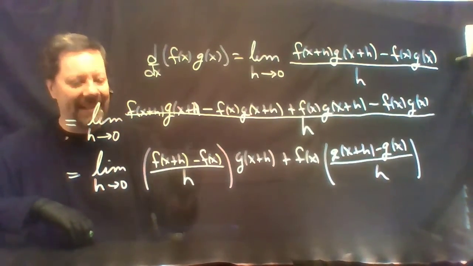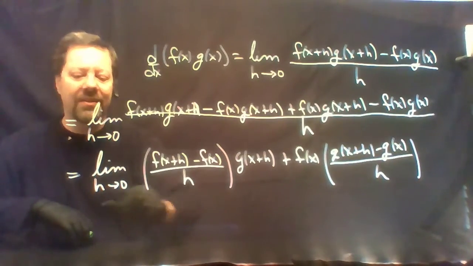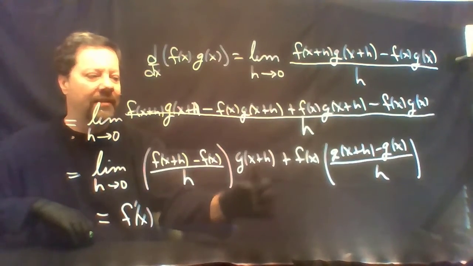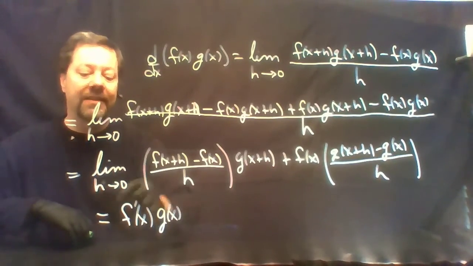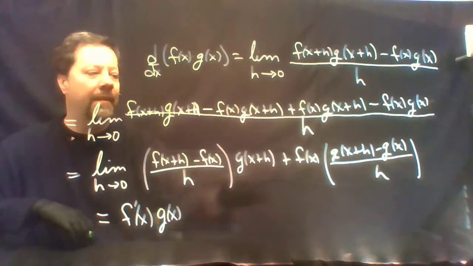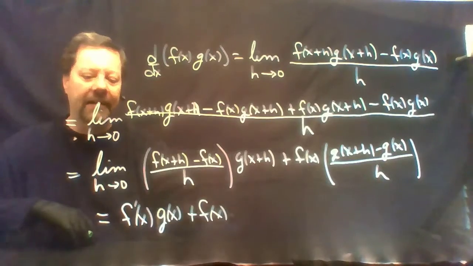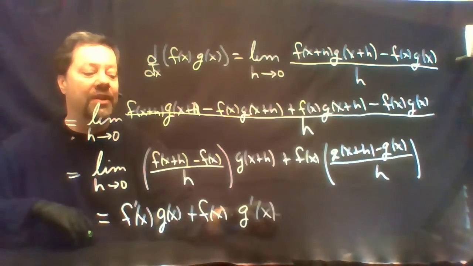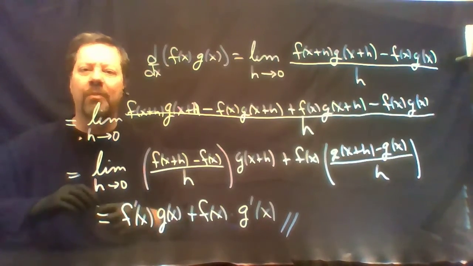Now, when we take the limit, this first factor on the first term tends to f prime of x. The second factor tends to g of x because h is being sent to 0. On the second term, we have f of x, and then the second factor in the limit as h goes to 0 goes to g prime of x. We have what is called the product rule.